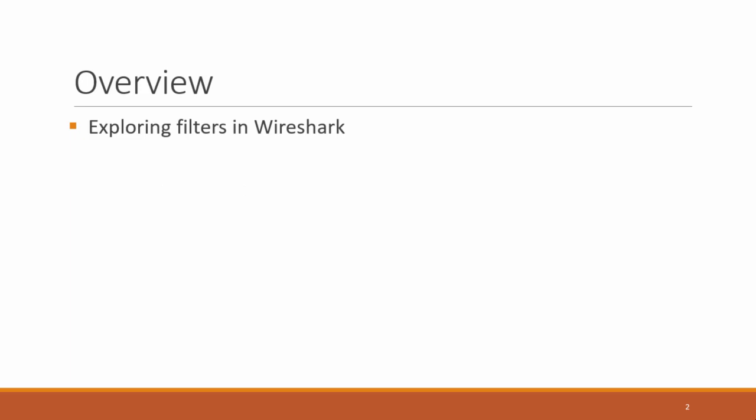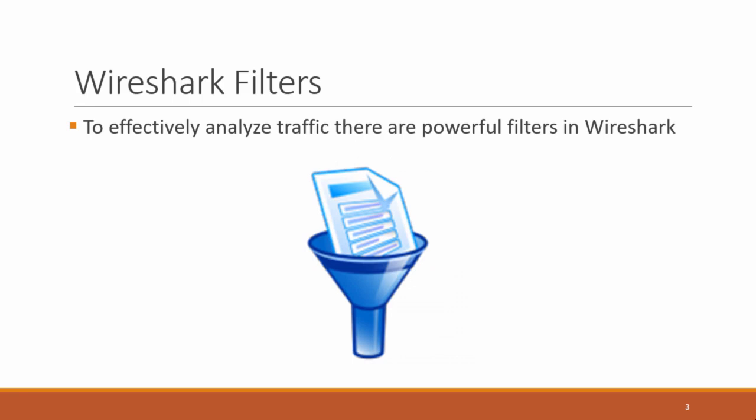So we will explore the usage of filters in the tool. Following this, we'll identify the different types of filters we have available within the Wireshark tool. To effectively analyze traffic, there are powerful filters that we have in Wireshark. This capability provides an exceptional method for us to analyze the packet captures once we have them. As you build your skills, the more you work with the filters, the more expert at analysis you will become.